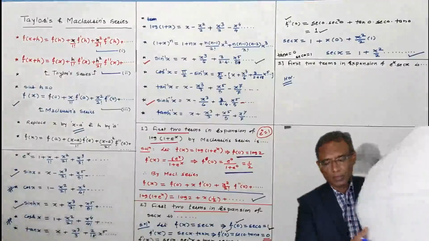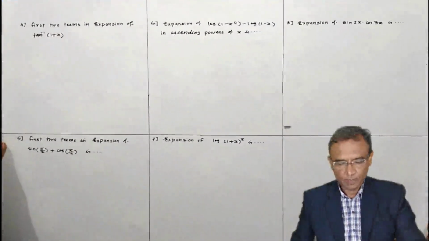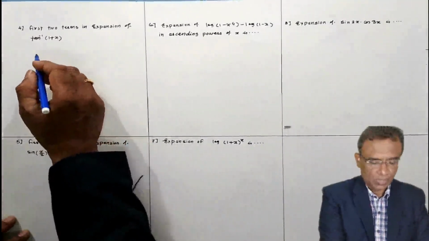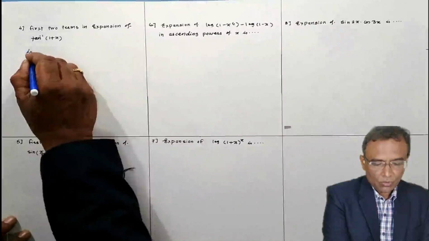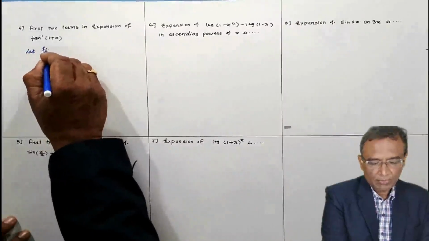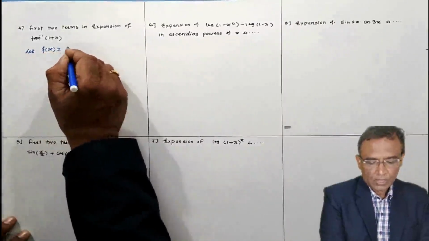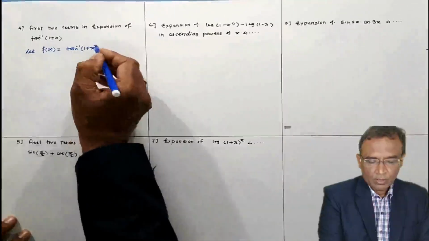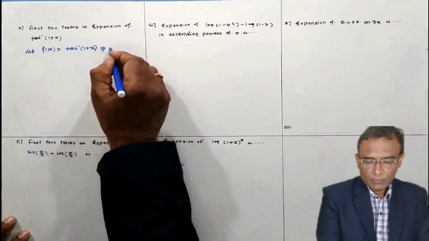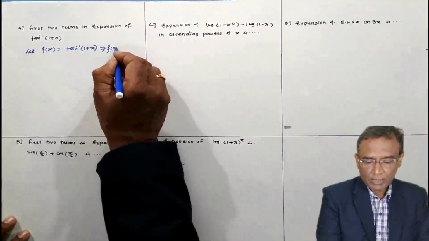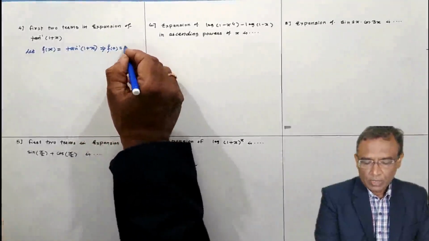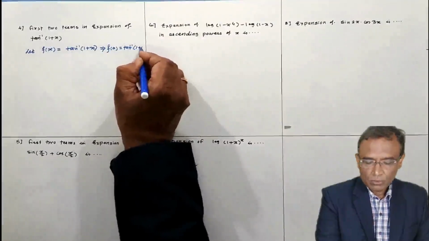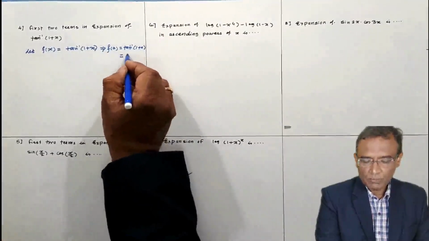First 2, same problem. Now the function is going to change. First 2 terms in the expansion of tan inverse of 1 plus x. Okay, what should I do? Let us denote it by fx. It is tan inverse of 1 plus x. Immediately put x equal to 0 and get the value of f0. Tan inverse of 1 plus 0 is tan inverse of 1, which is pi by 4.